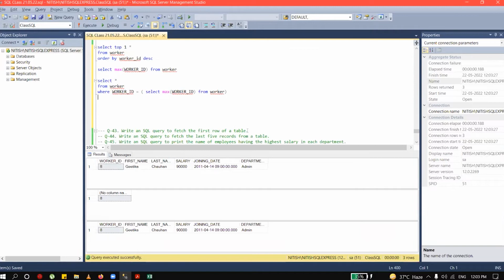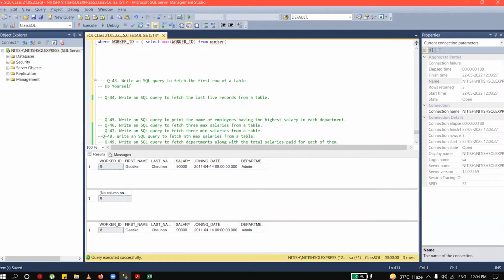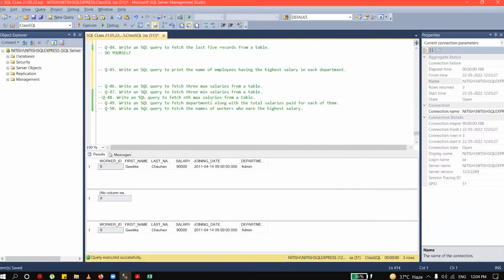Coming to the next question, print the first row of the table, guys. First row, again, one thing, do it yourself. Exactly like the above, I'm leaving it for you. Do it yourself. Next, SQL for last five records. Last five records, I think you can do that also. You have to read the top five records after adjusting in the reverse order.